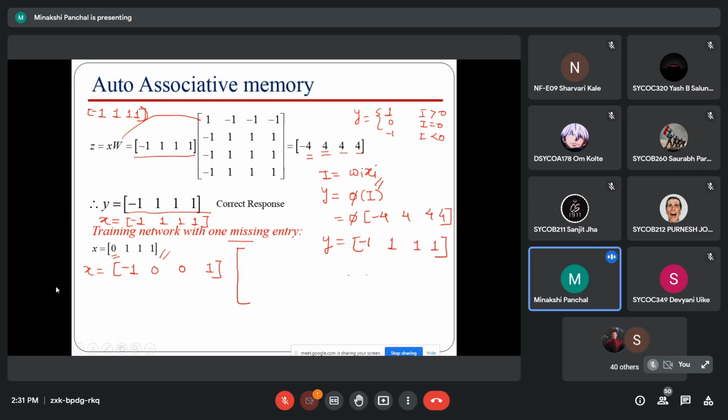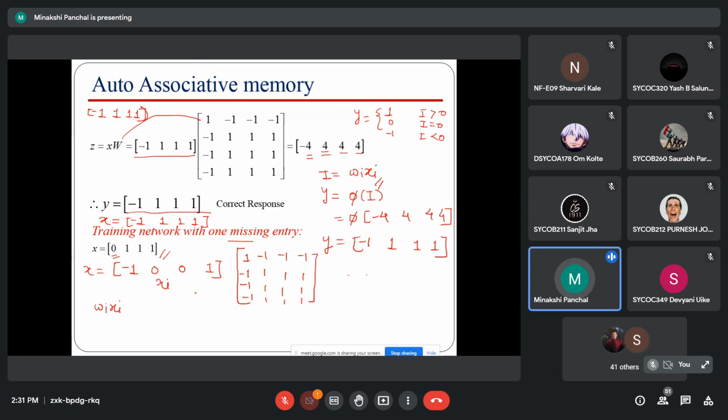First of all, the Hebb's rule. Try to remember the Hebb's rule. What we are doing is finding out WI XI here. Okay, finding out WI XI. So this is nothing but your XI, and WI is this whole weight matrix which is for trained data. So we will consider this -1 1 1 1 and -1 1 1 1.